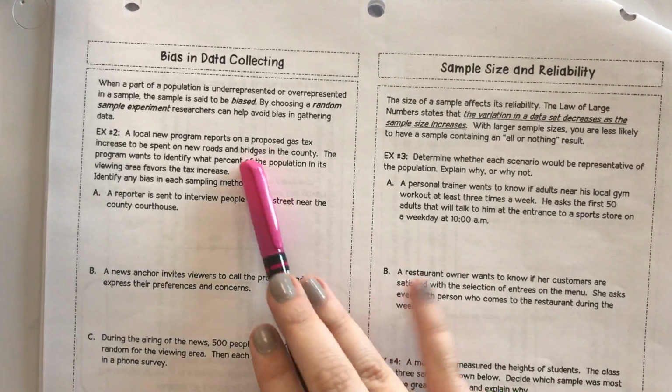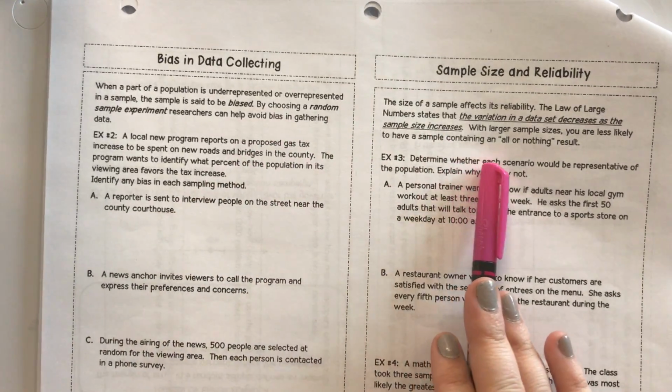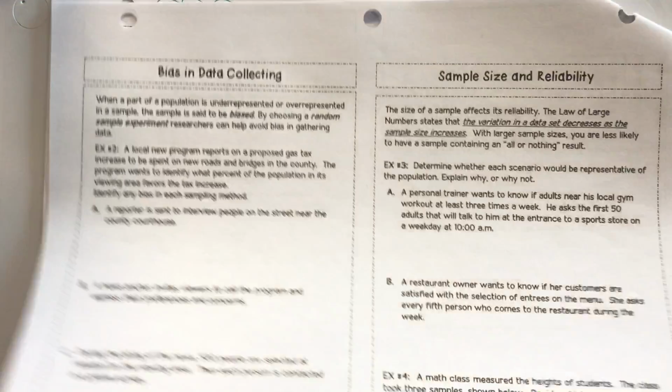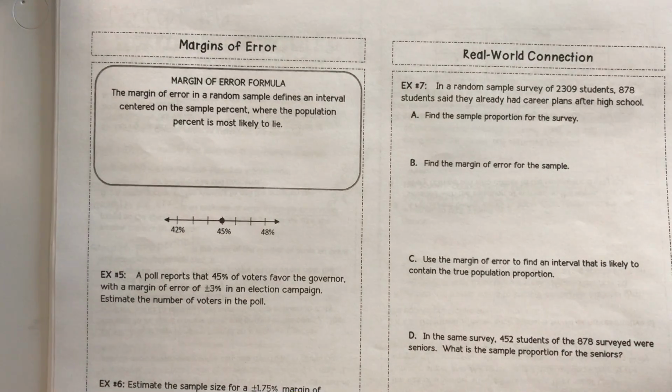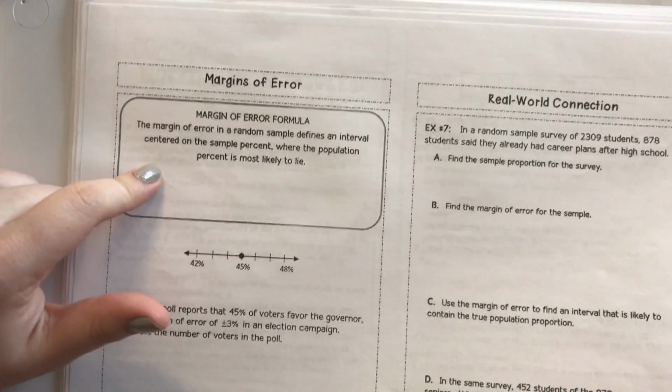So we're going to skip bias in data collecting and sample size and reliability. We're going to do those two in class because they require a little bit more discussion. I don't want to just give you the answer so that you're like, what? Okay, so we're going to actually talk about those together in class. So we're going to move on to margin of error.